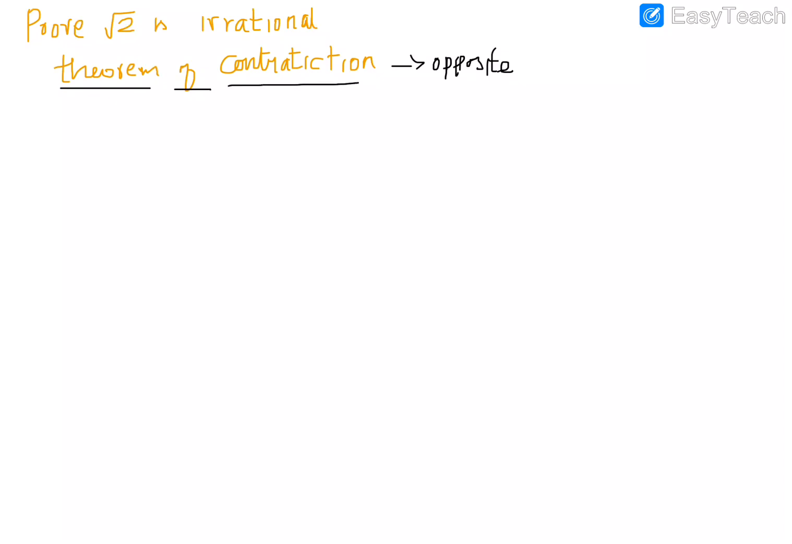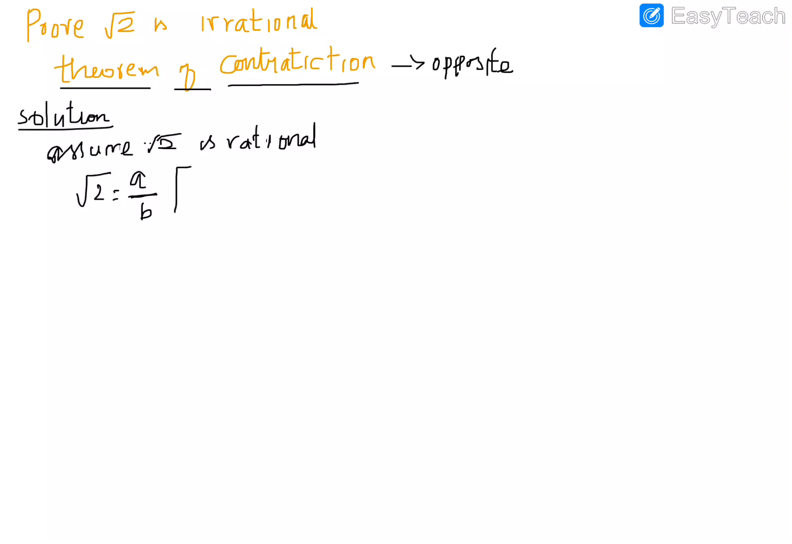So here they say prove root 2 is irrational. So first of all, by the theorem of contradiction, like I said, I'm going to assume root 2 is a rational number. Rational number means that the format is a by b or p by q or something like that. So I take a and b. So assume root 2 is rational. So I write root 2 equals a by b. Here one important note we have to write is a and b are co-primes.